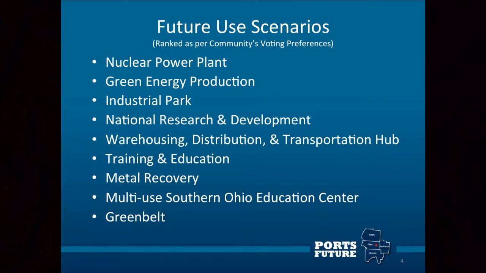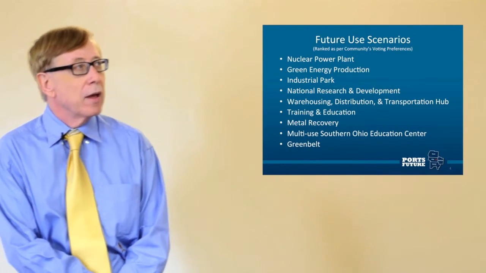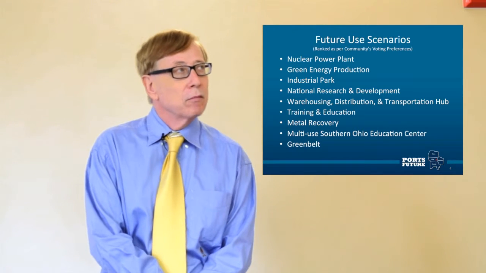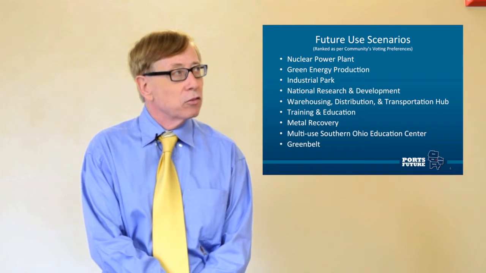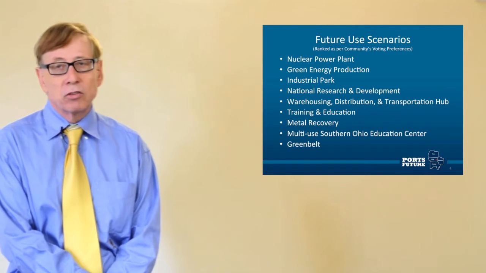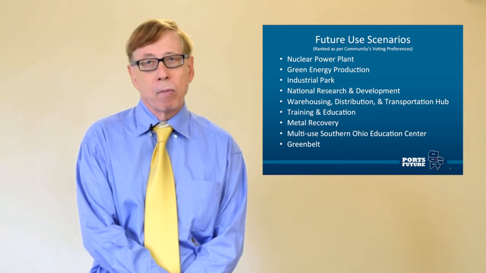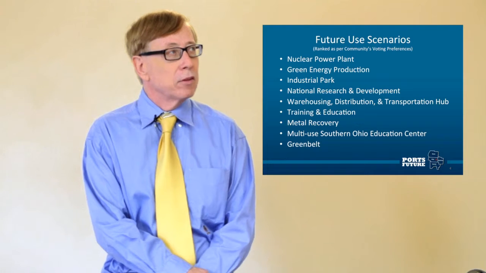Okay. Now, here are the basic scenarios that we have. And these are ranked as the community ranked them. So that's not necessarily the ranking we're going to have when we talk about jobs or value added or labor, but these are the ones that, through voting preferences, the community ranked, and so these are the ones that we're going to look at. And the first one is to use this site as a nuclear power plant, to provide power for this particular region.